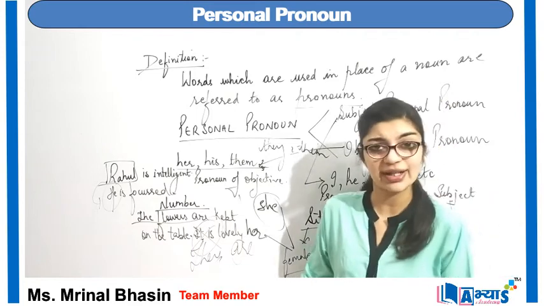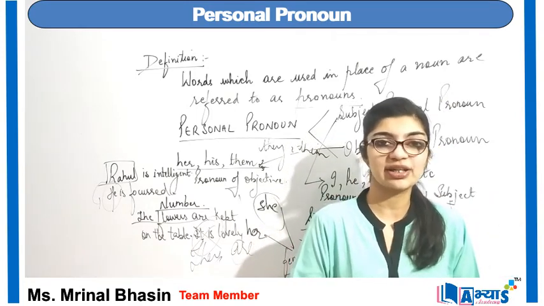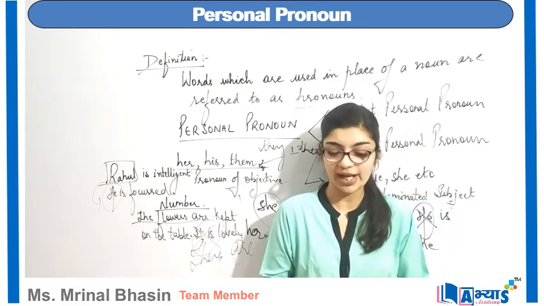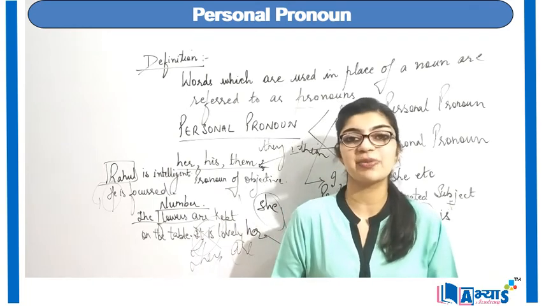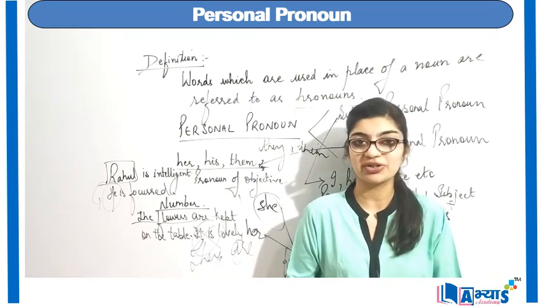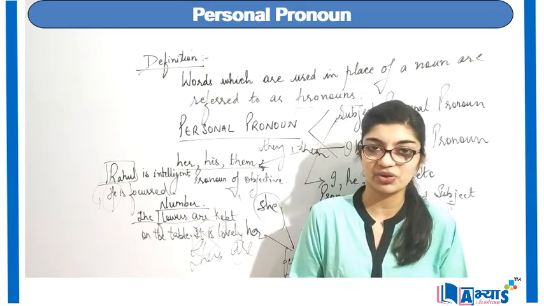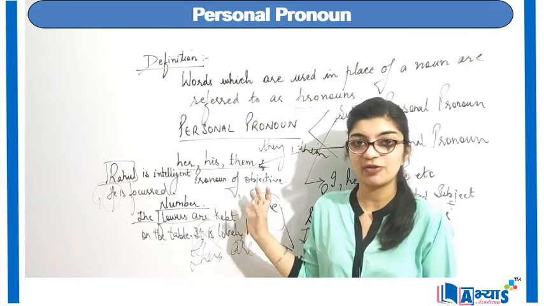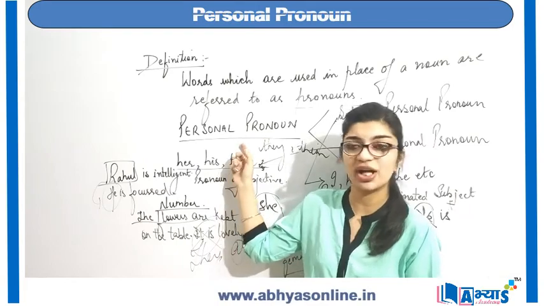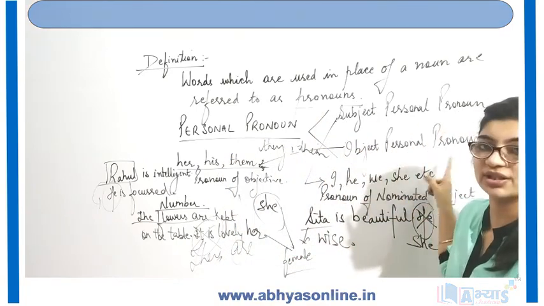So I hope that now the rules are clear. In this video, first we studied the definition of pronoun. Then we discussed the different types of pronouns. The first type is personal pronoun. Second is possessive. Third is demonstrative. Fourth is interrogative pronoun. And the last one is relative pronoun. And then in this video, we focused basically on personal pronouns. Personal pronouns are of two types: subject personal pronoun and object personal pronoun.